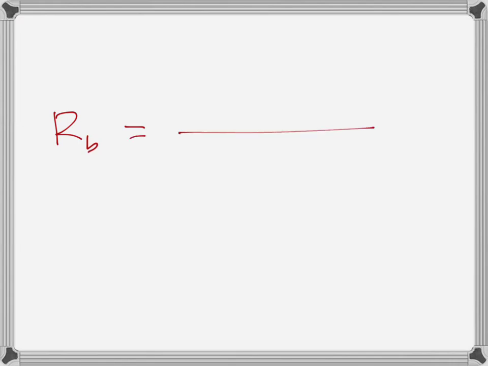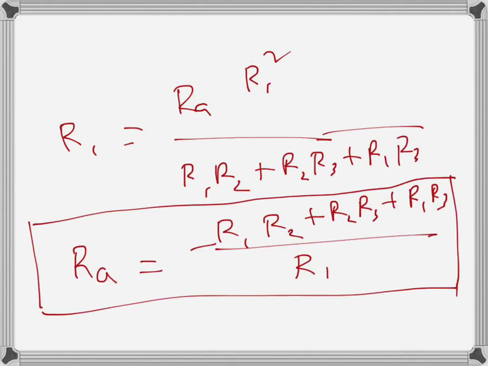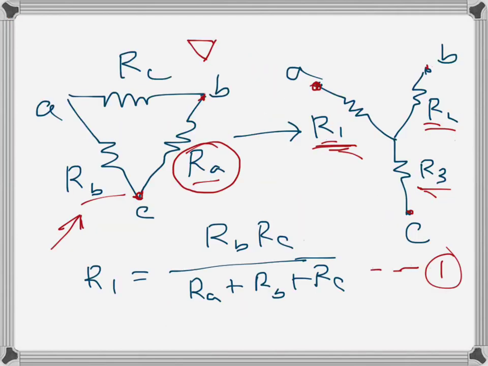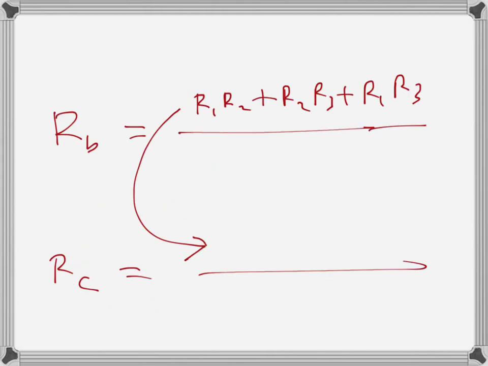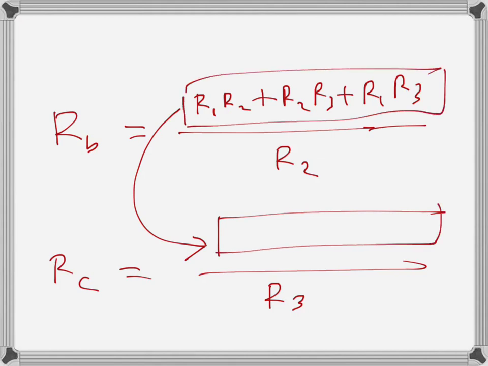So RB will become similarly R1 times R2 plus R2 times R3 plus R1 times R3, and RC will be the same thing in the numerator. For RB, since RB is between A and C, in the denominator will be R2, and for RC, in the denominator will be R3, because RC is between A and B. What is the resistance connected in the other node for Y, which is node C? That is R3. So this will be R2 here, and R3 here, and the same numerator. This is how we can remember the expressions. It is easy, just remembering the pattern.